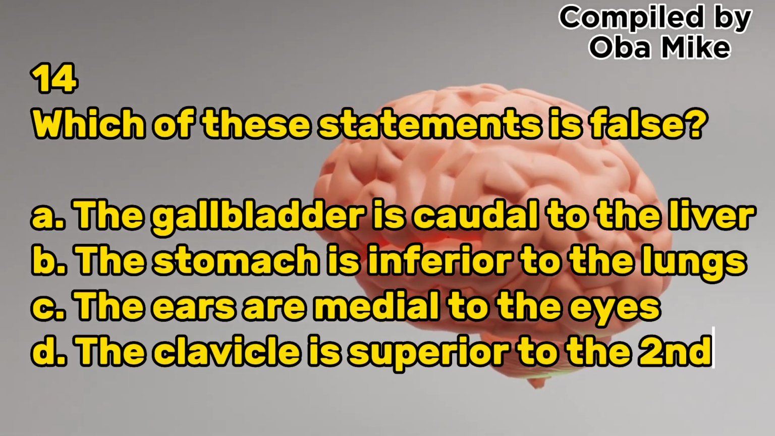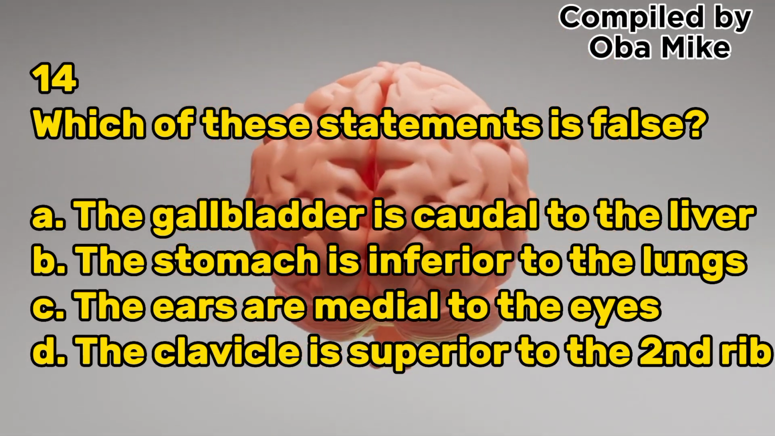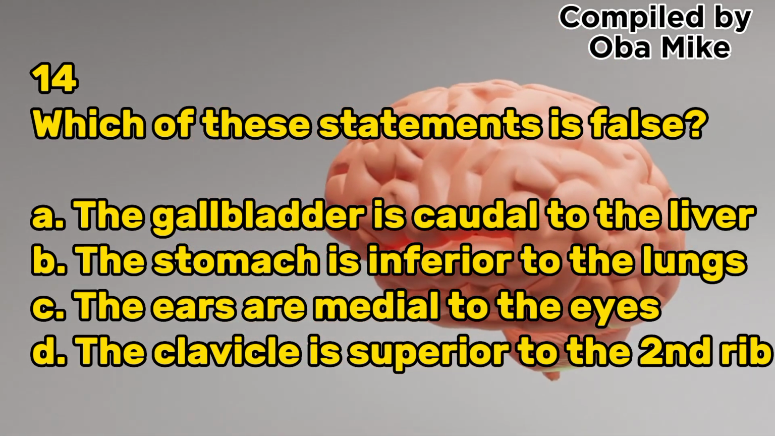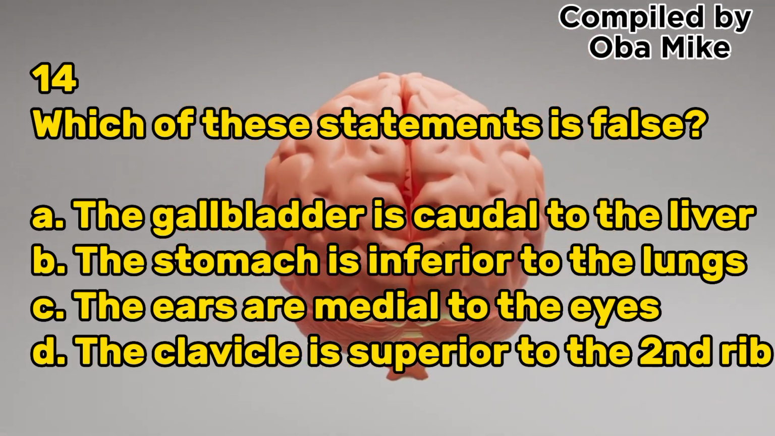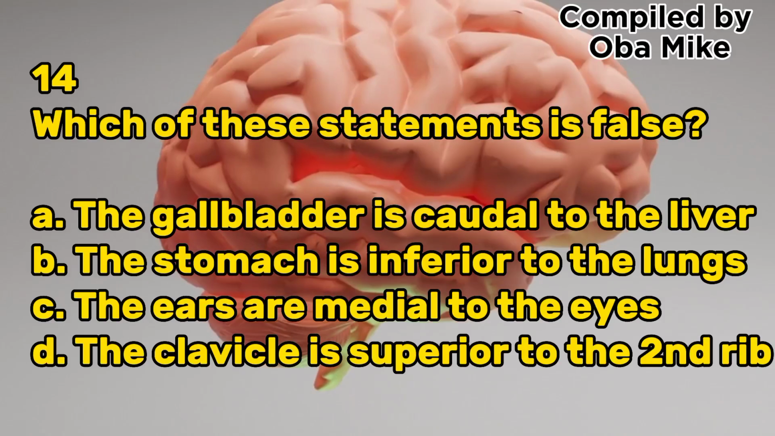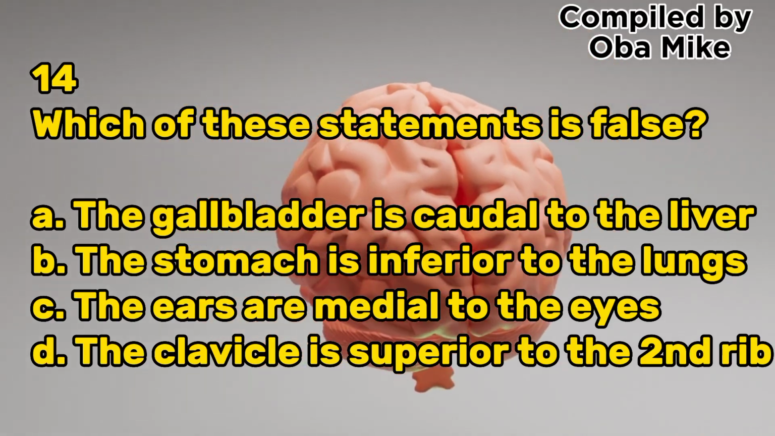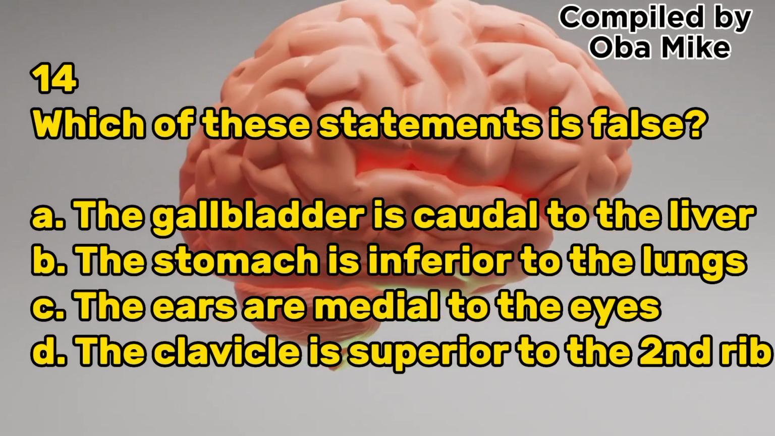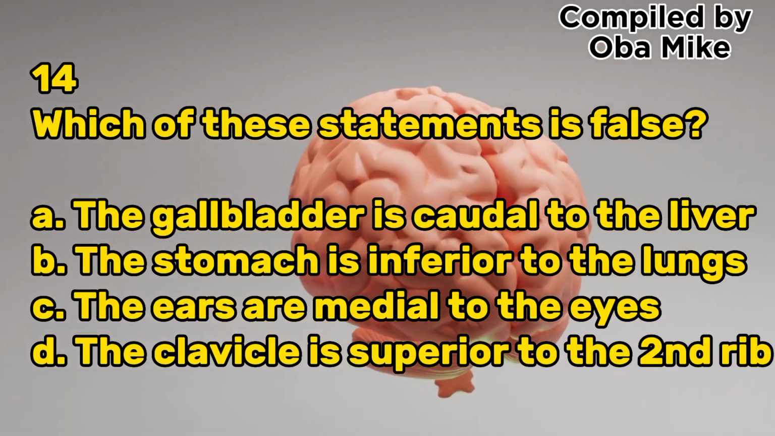14. Which of these statements is false? A. The gallbladder is caudal to the liver, B. The stomach is inferior to the lungs, C. The ears are medial to the eyes, D. The clavicle is superior to the second rib.